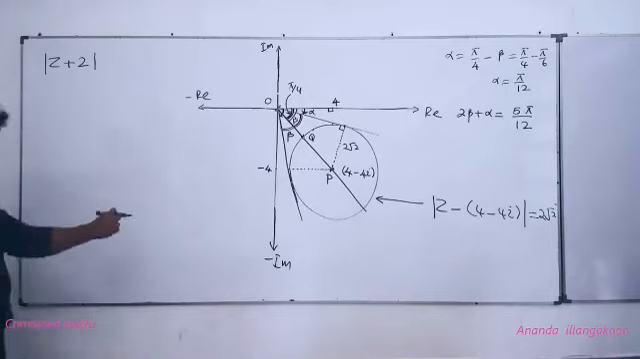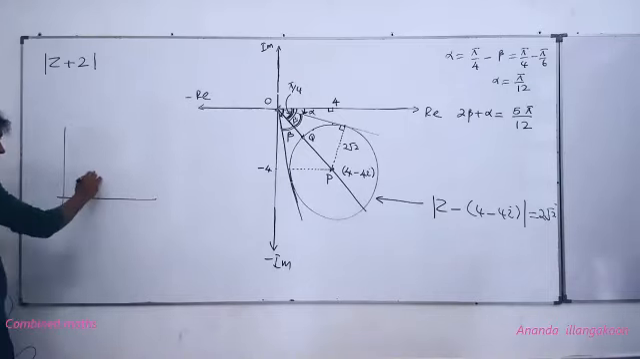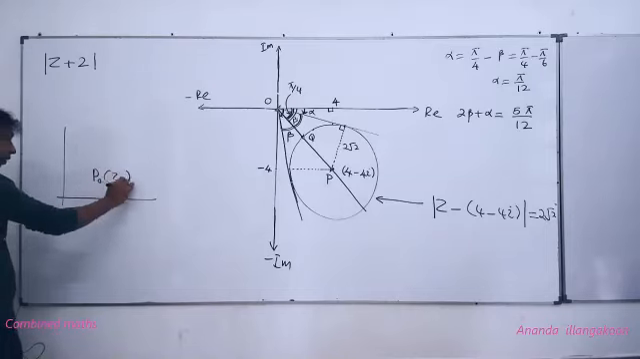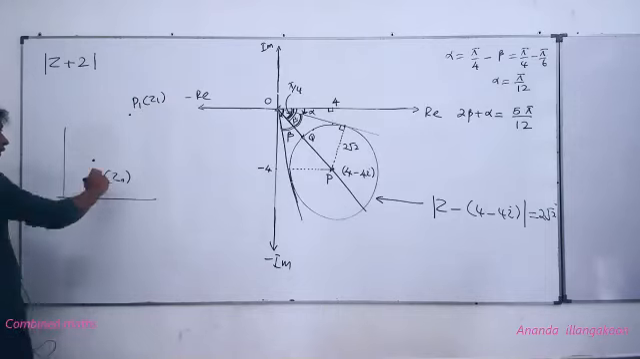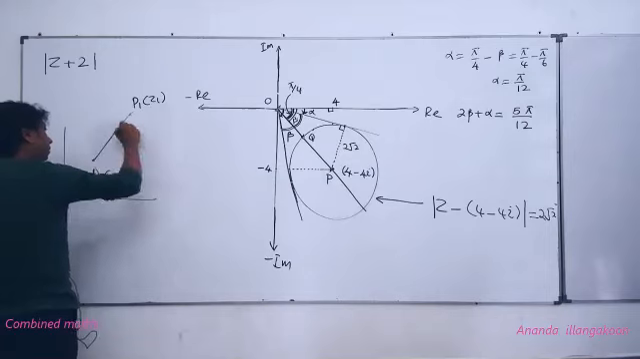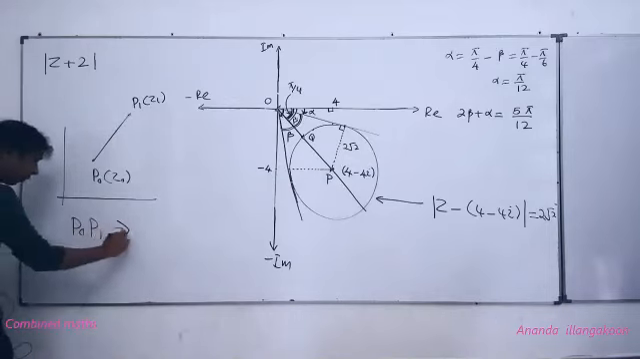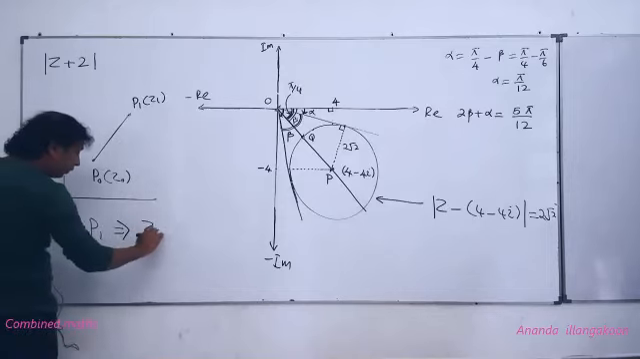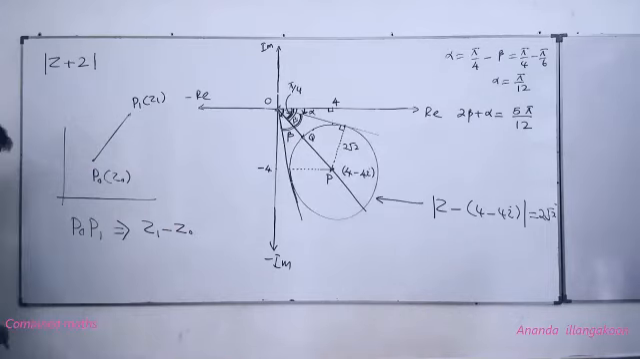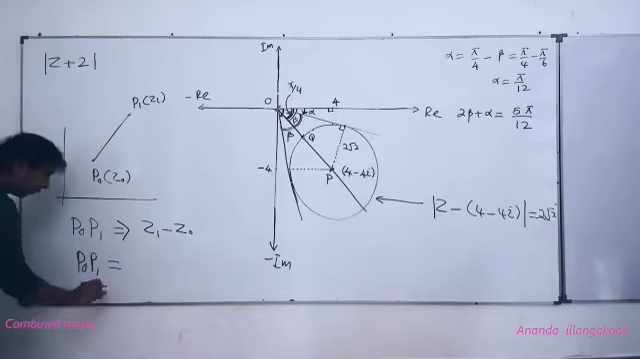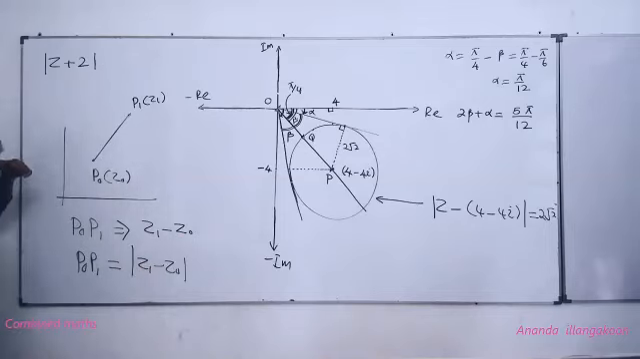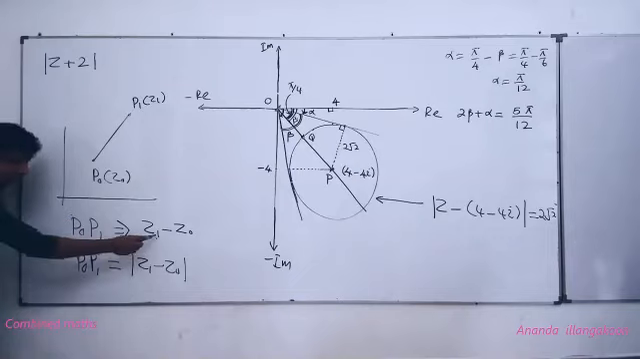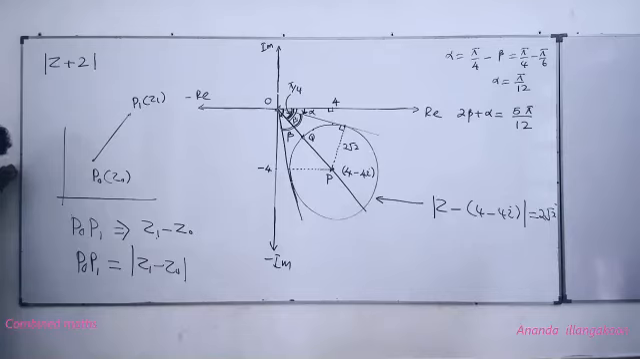Now, think like this. Suppose people, here we have point P naught given by the complex number Z naught, and point P1 given by the complex number Z1. Can you tell me the complex number given by line segment P naught P1? Ending point complex number minus starting point complex number. Then what is the P naught P1 length? Modulus of this, no? Right.